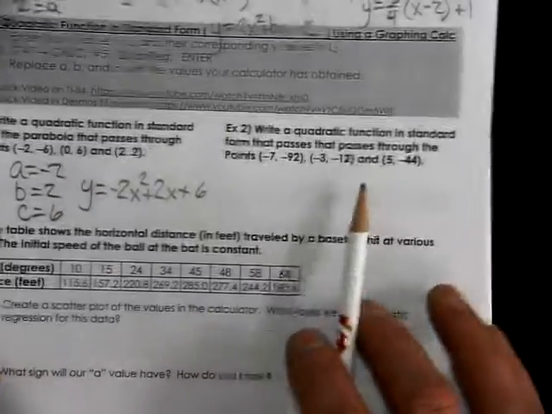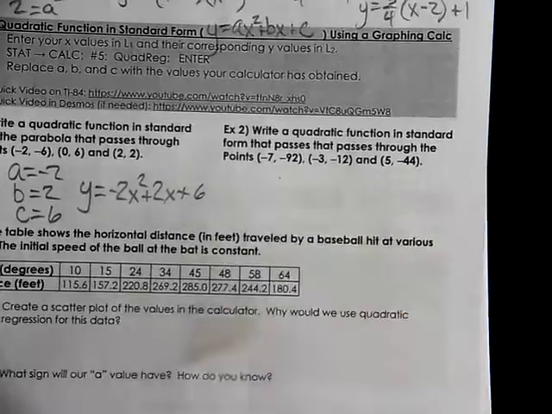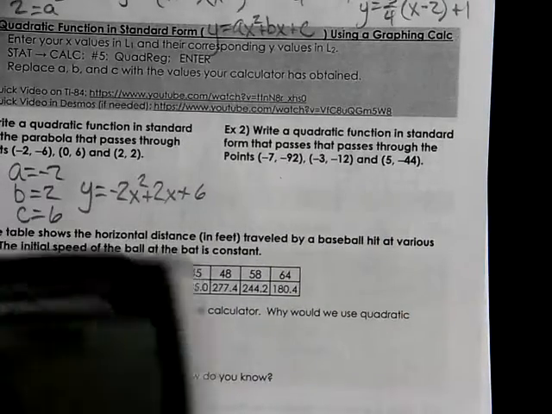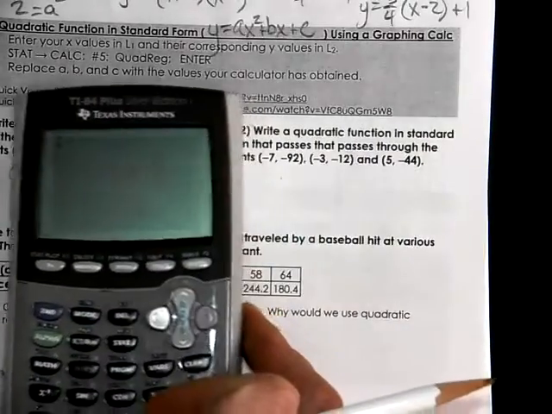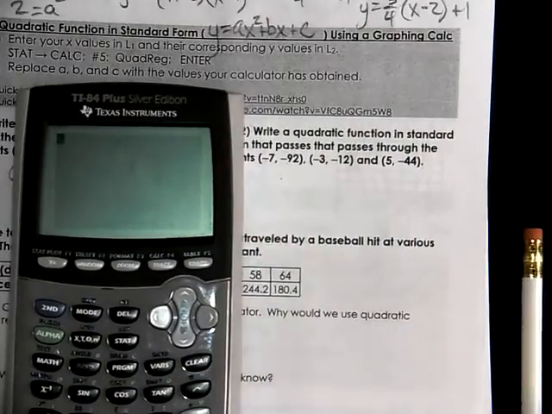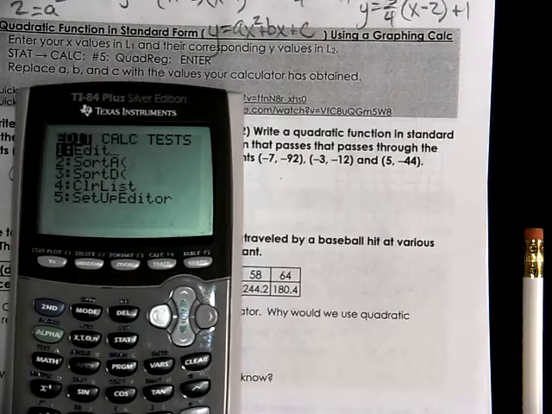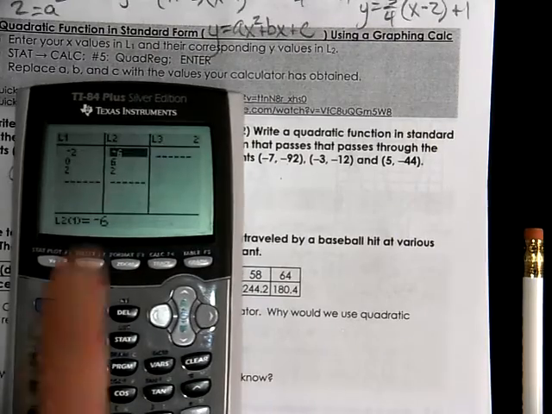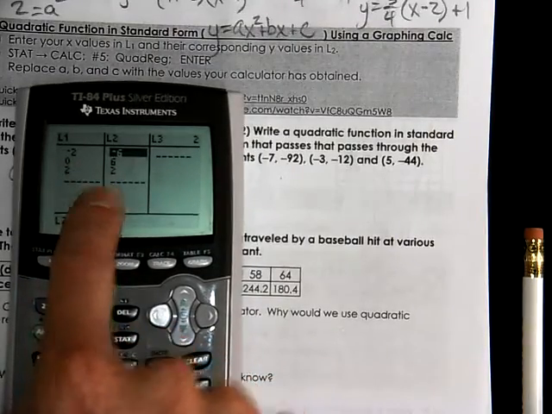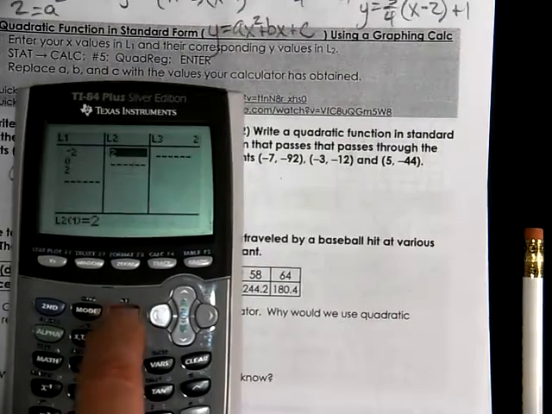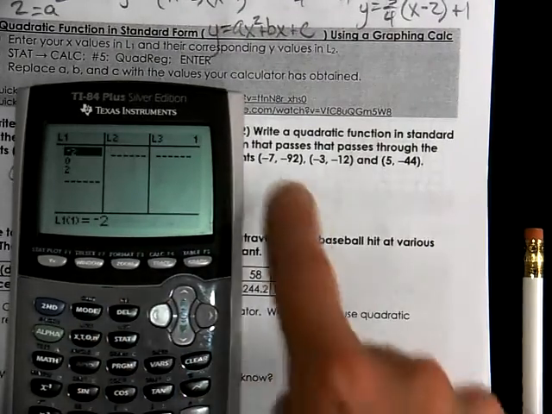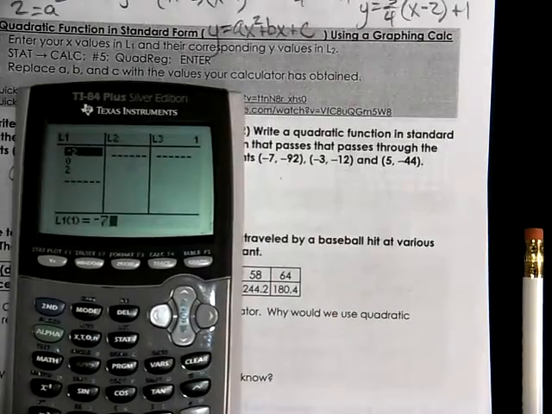Now to write a question or equation for these points, again, we'll go to Stat, go to Edit. Now we got to get rid of these. To get rid of them, you can just hit Delete, or you can actually just type right over them.